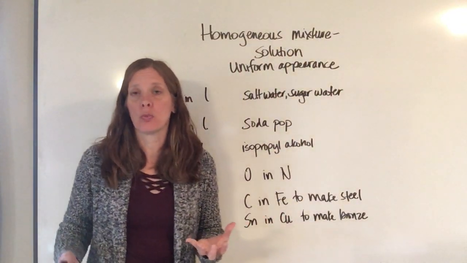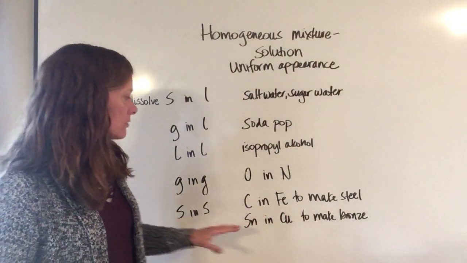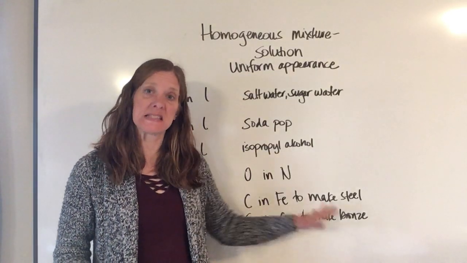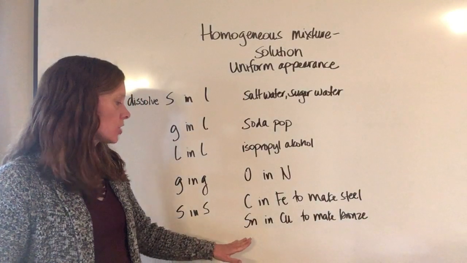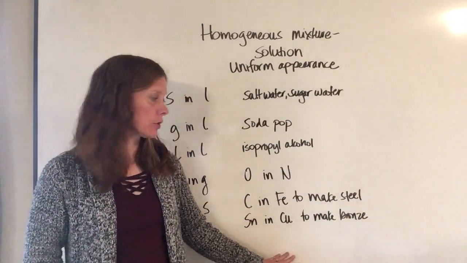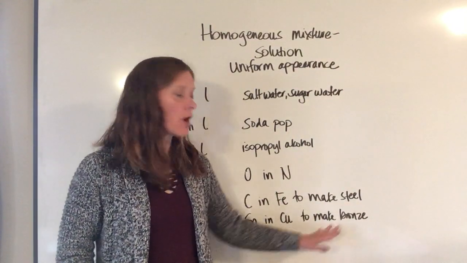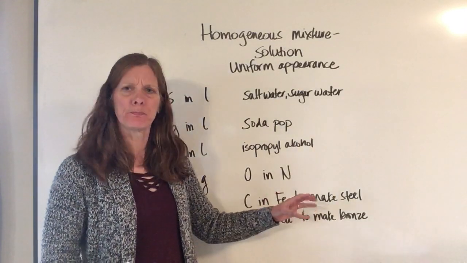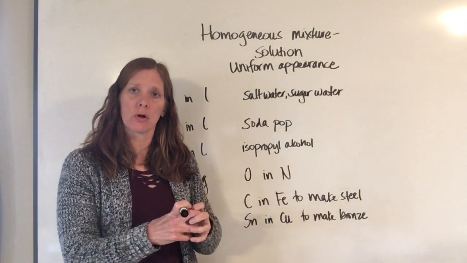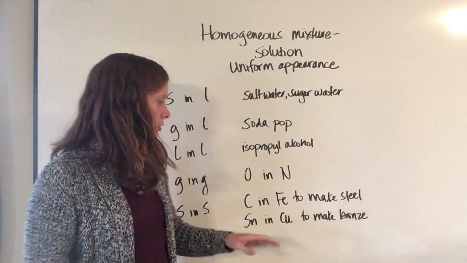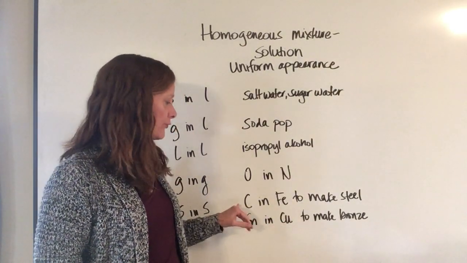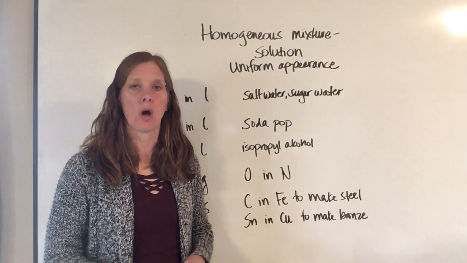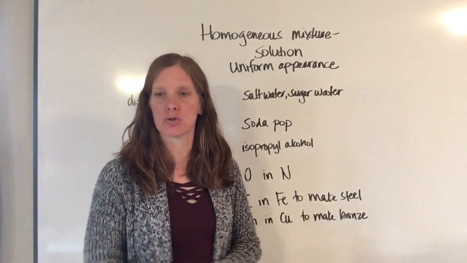Again, we do this when we manufacture certain kinds of metals. I dissolve carbon in iron to make steel. You can also dissolve tin in copper to make bronze, and this is often called an alloy, where we put those two things together as a solution to make them stronger. Iron is strong, but if you dissolve carbon in it to make steel, that's even stronger. And so those alloys are very beneficial to us.